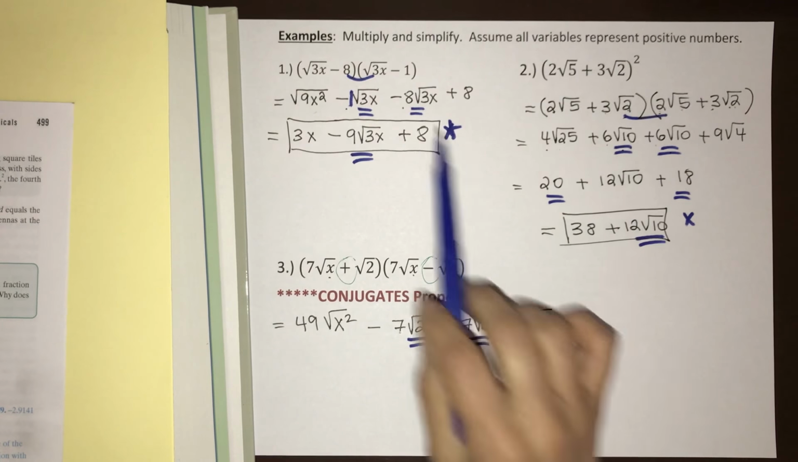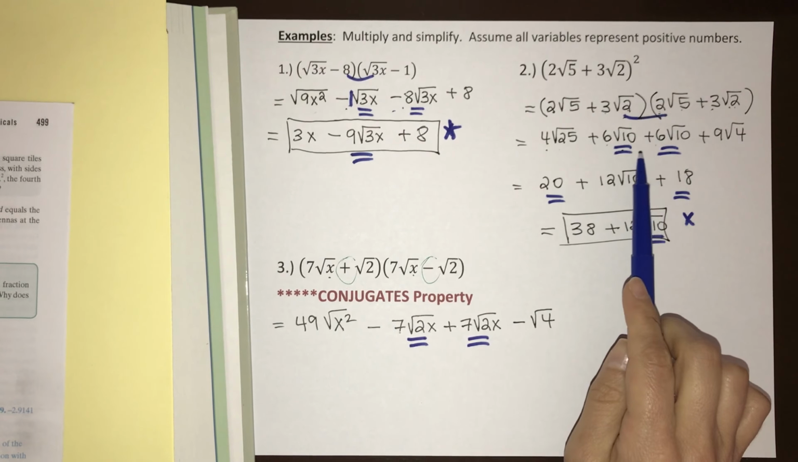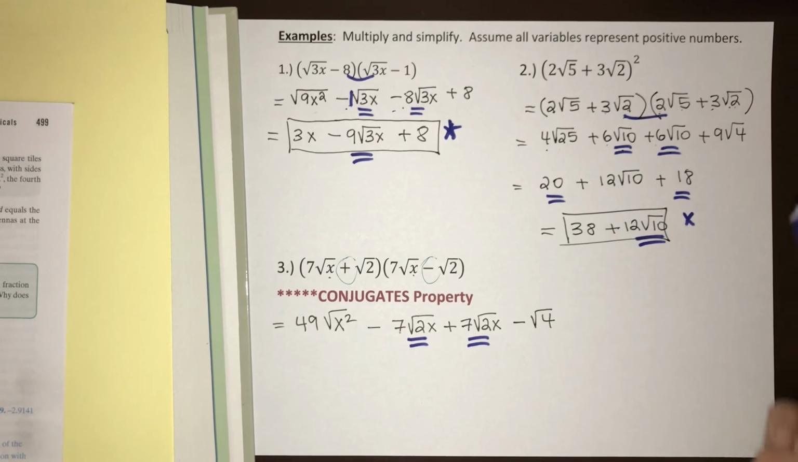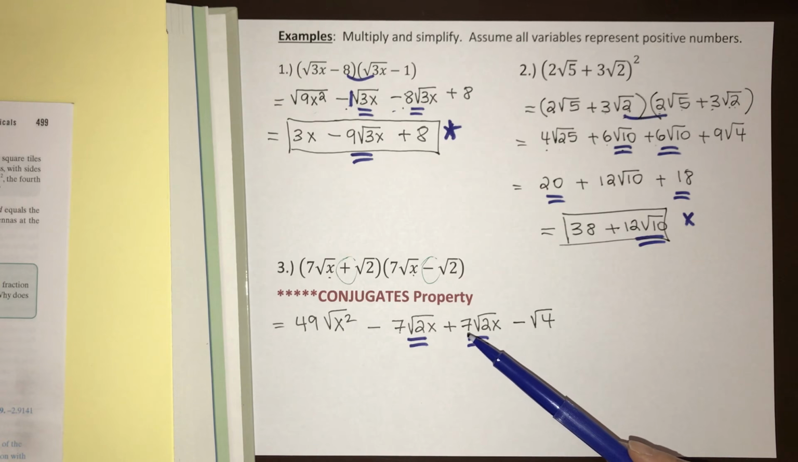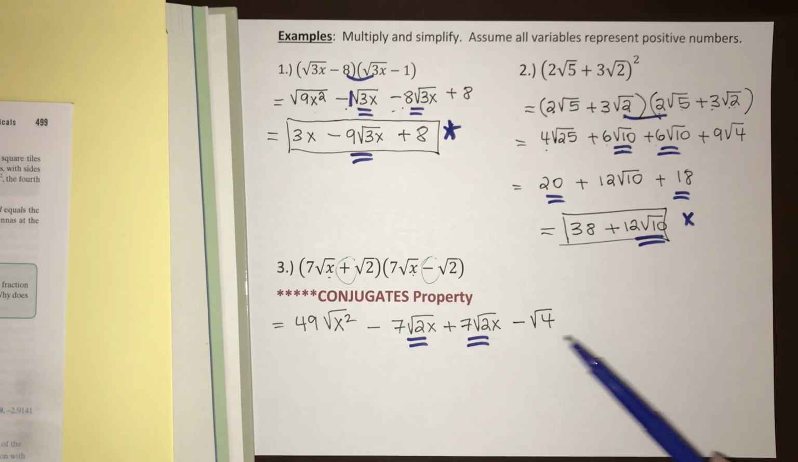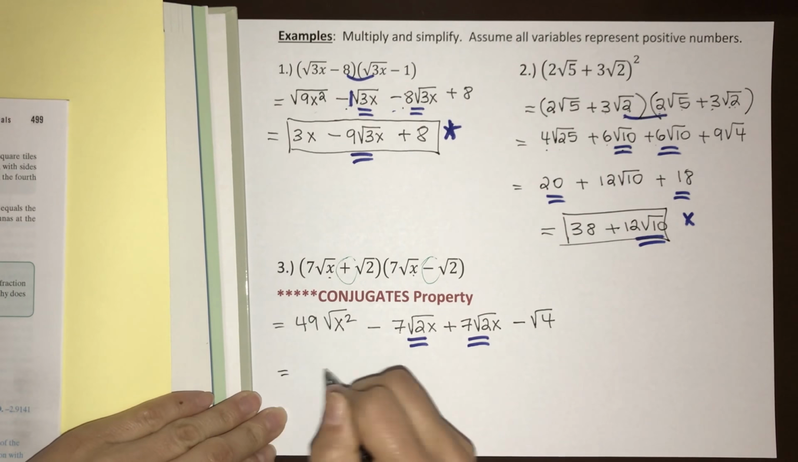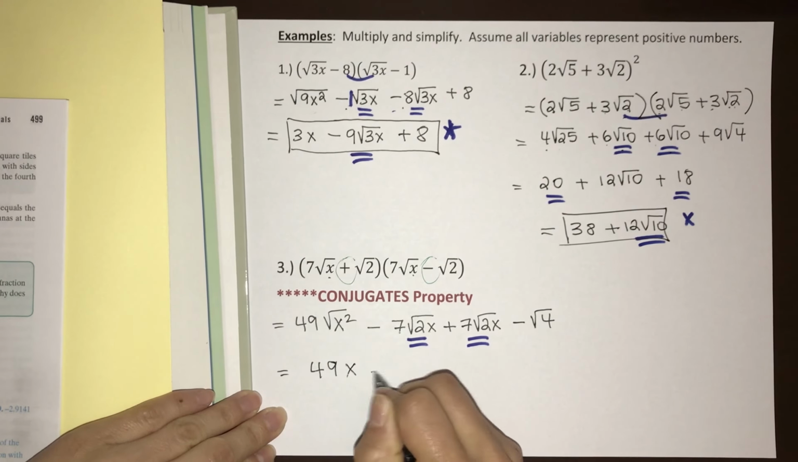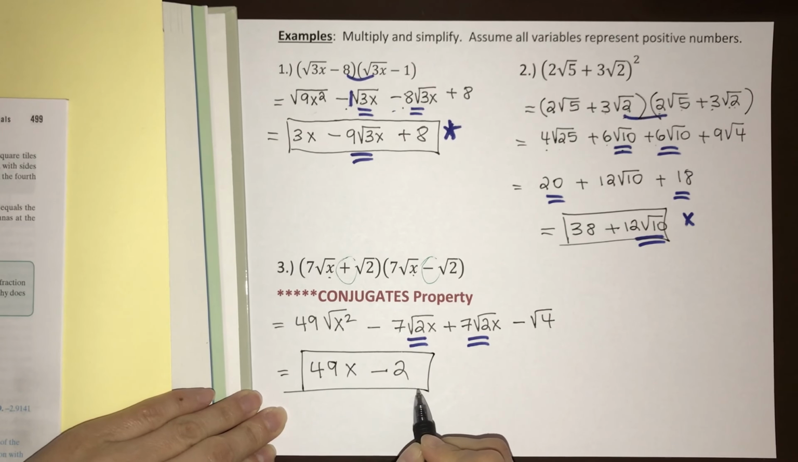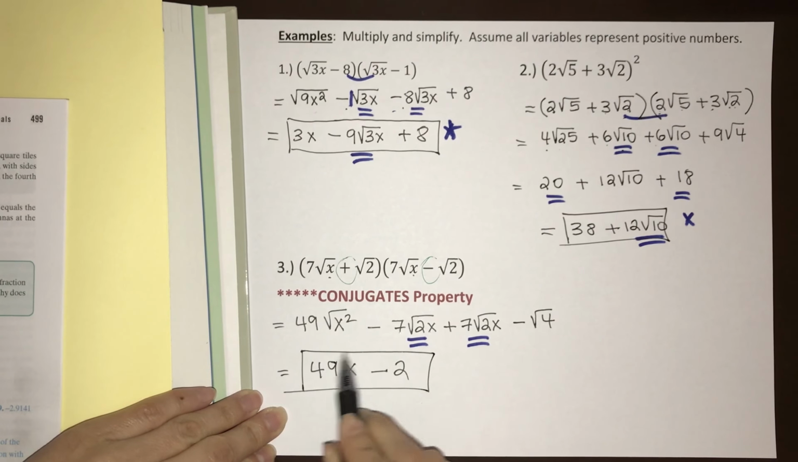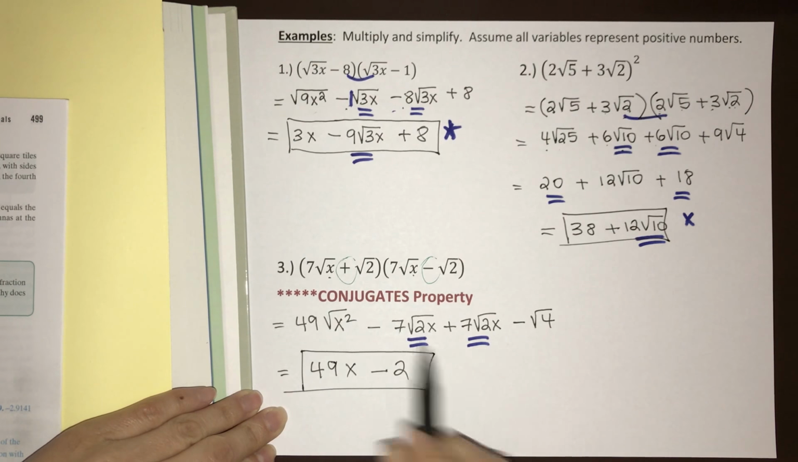It's not like the other two examples where the like terms in the middle, you can combine them, you don't get 0. In this case, you get 0. This will always happen for conjugates. And the first and the last are always perfect squares. If you have a perfect square, then the radical goes away. So what we really have here is just 49x minus 2. And that's our final answer. These are not like terms, so I don't combine them. But there are no radicals here because we have conjugates.